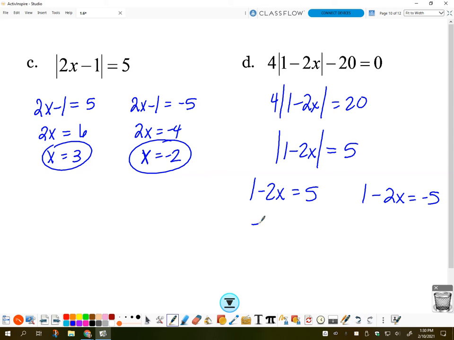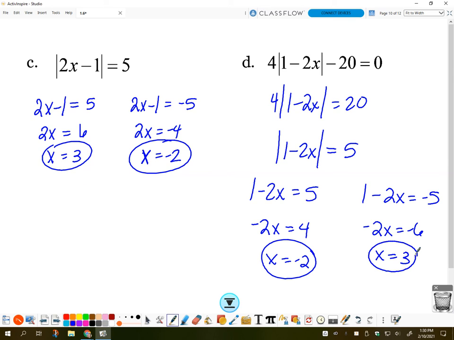Alright, so we're going to subtract 1 and get 4. Divide by negative 2 and get negative 2. We're going to subtract 1, get negative 6, divide by negative 2, and get 3. With absolute value, there's no reason to check your answers, because absolute value should usually have two answers, because if you remember graphing those before, they make a V, which means they could cross the x-axis in two places. So having two answers makes sense, and there's nothing that can't be put into an absolute value problem.